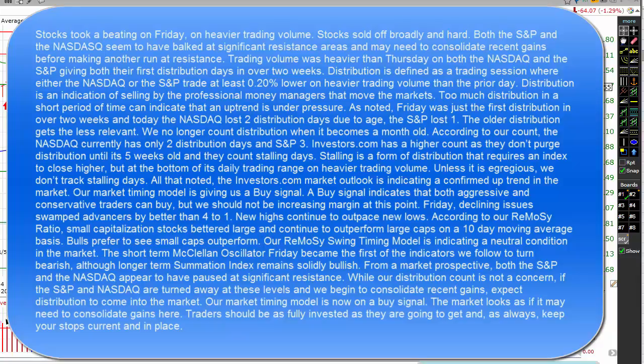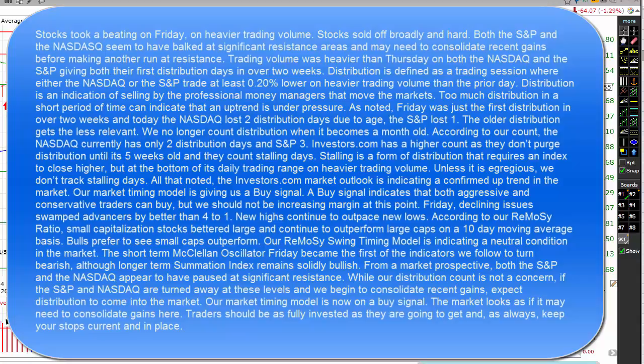Our market timing model is giving us a buy signal. A buy signal indicates that both aggressive and conservative traders can buy, but we shouldn't be increasing margin at this point. Friday, declining issues swamped advancers by better than 4-1. New highs continued to outpace new lows. According to our Ramosi ratio, small capitalization stocks bettered large and continue to outperform on a 10-day moving average basis.